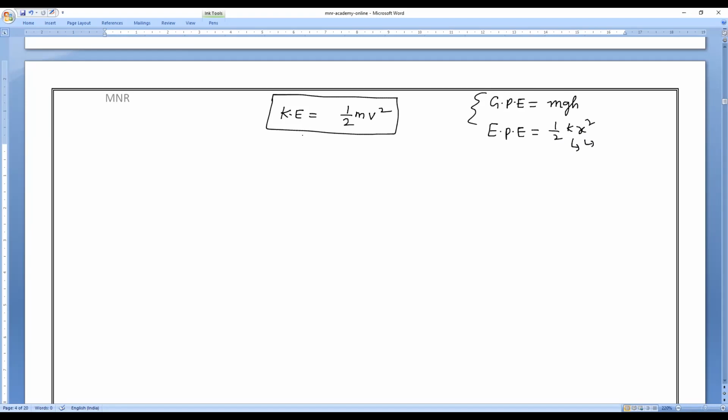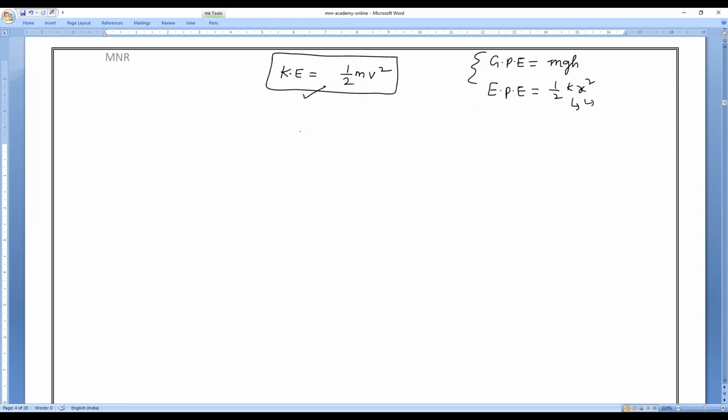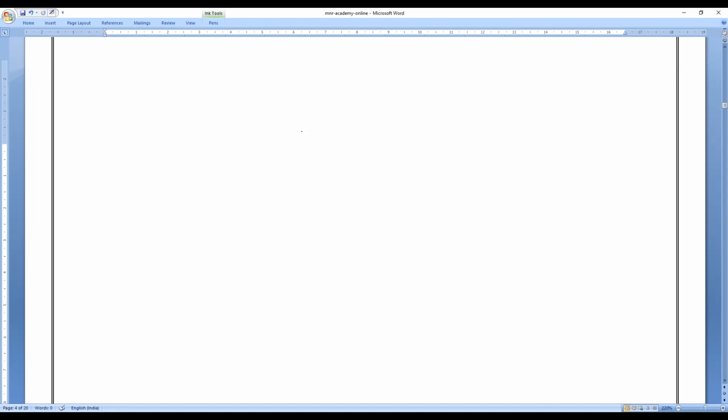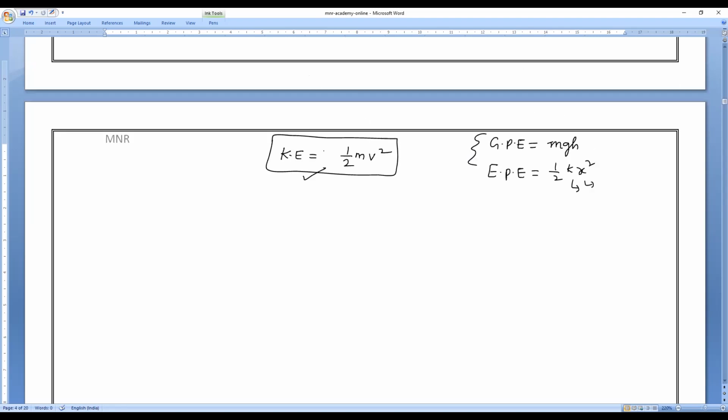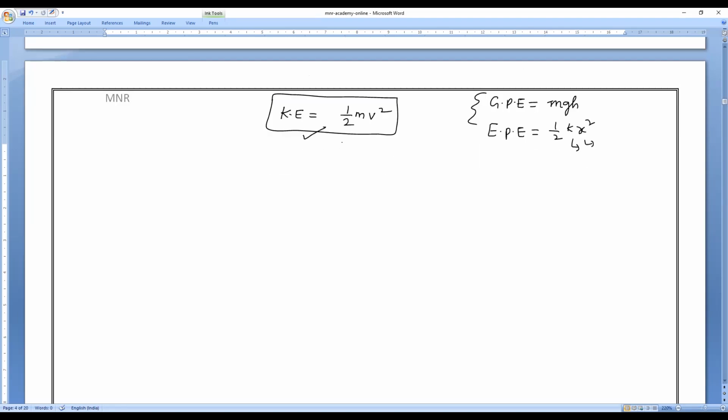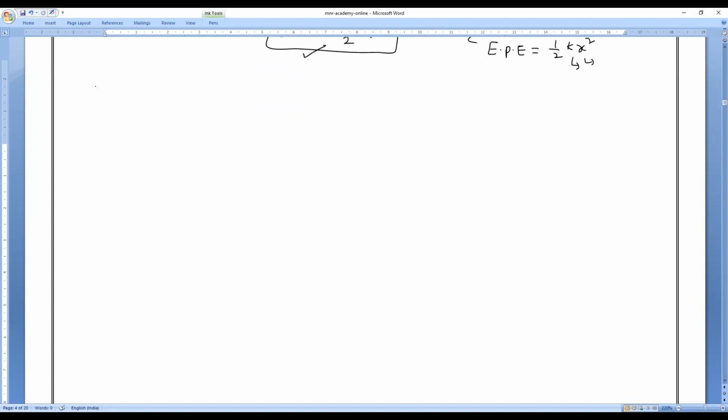So now, the kinetic energy derivation we studied last class, that is half mv square. I hope everybody understands how to derive the kinetic energy. You must solve it in your classwork. I want to check it from today. I will monitor everybody. Alfin, are you taking notes in the notebook or not? I'll check it. So in today's class we are going to see the work energy theorem.